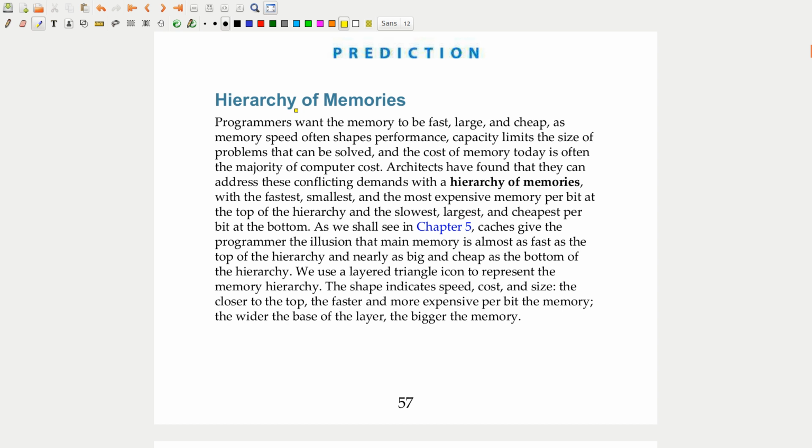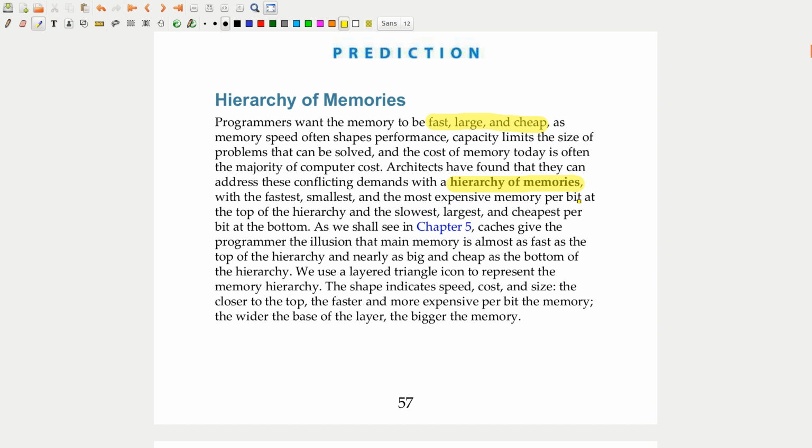So hierarchies of memory. Okay, so let's see. Programmers want the memory to be fast, large, and cheap. As memory speeds often shape performance, and we'll see that memory scaling has been horrible performance-wise, compared to the performance and frequency of a processor. Architects have found ways they can address these conflicting demands with hierarchy of memories. That means we have memories that handle different tasks.